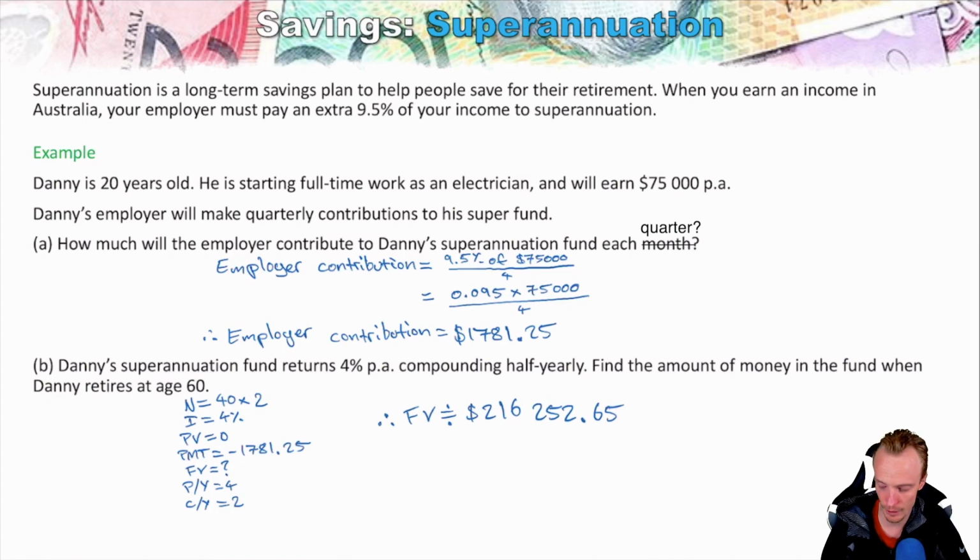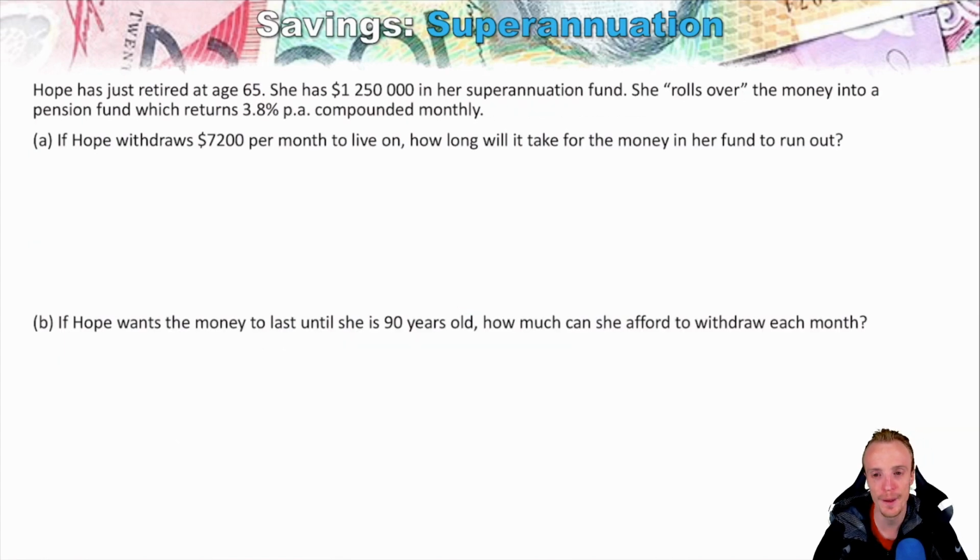So our next example, we're going to have a look at this. Hope has just retired at the age of 65. Here, Hope's got $1,250,000 saved up in a superannuation fund, and now she's going to roll this over into a pension fund to provide an income for her. Now, pension funds are special kinds of funds where they generally have reasonable interest rate returns. I mean, this is very generous at 3.8% compounded monthly, but it also allows you to withdraw money from these accounts while paying that interest rate. So they're a bit unique in the kind of account that you've got here.